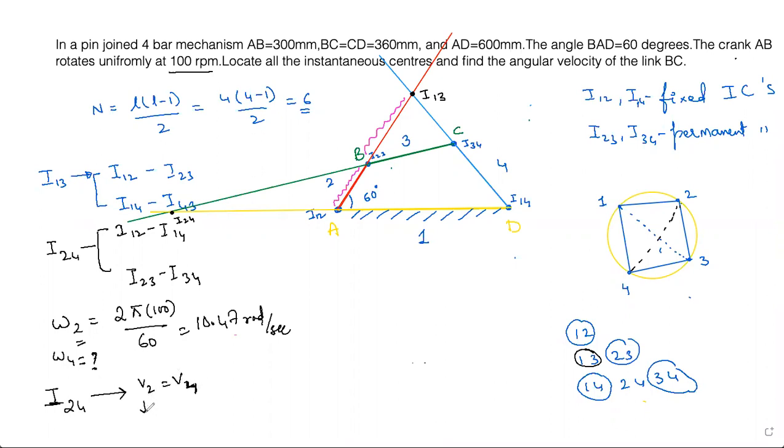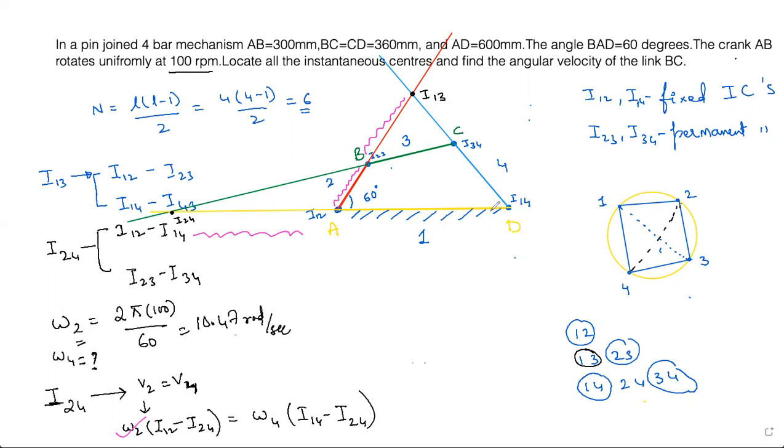What is V2? V2 is omega 2 multiplied by the distance I12 to I24, because 2 is with respect to 1, with respect to fixed, and that is equal to omega 4 multiplied by the distance I14 to I24. So this is the logic you have to use. Omega 2 is already present. The distances I12 to I24 and I14 to I24, we don't know them. We have to measure them from here.